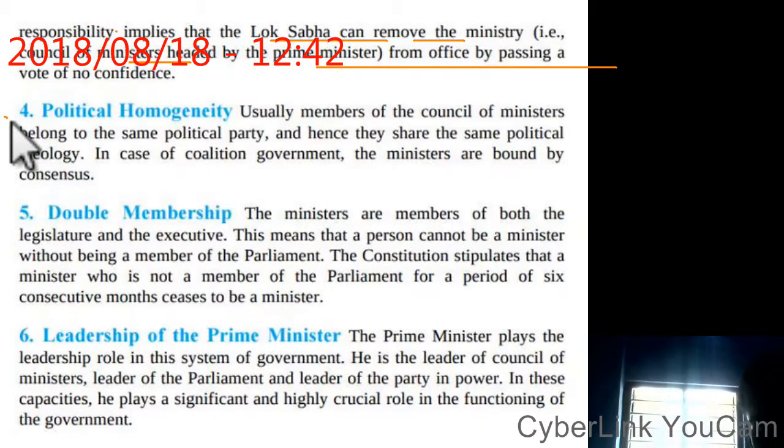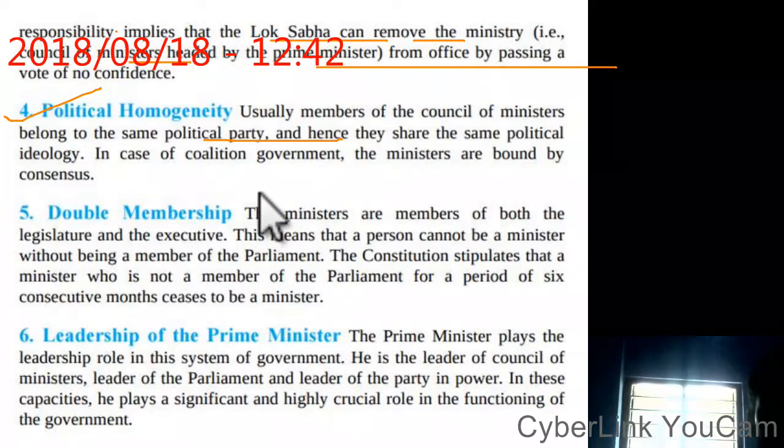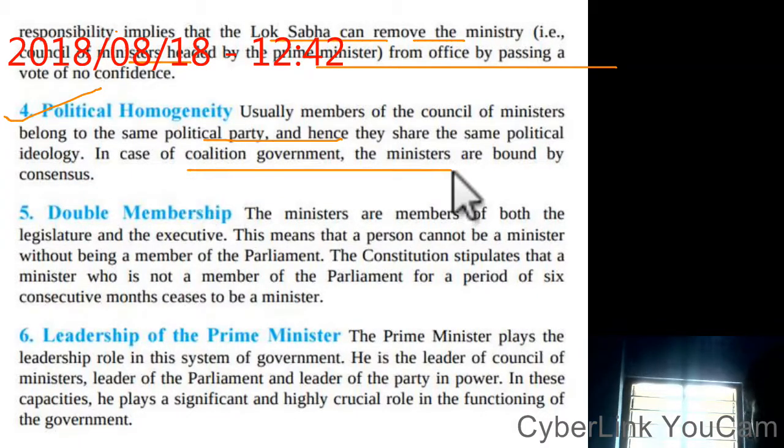Next is political homogeneity. Usually, members of the Council of Ministers belong to the same political party. They share the same political ideology. In case of a coalition government, the ministers are bound by consensus. Then, double membership. The ministers are members of both the legislature and the executive.